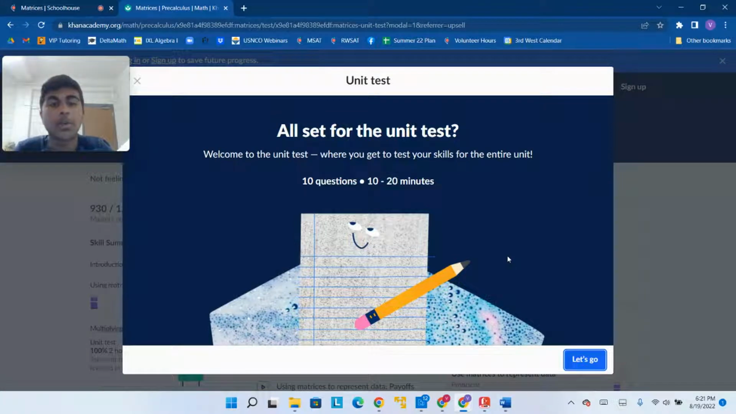Welcome. Today we're going to be looking at the unit test for matrices, one of the topics on Precalculus. As always, we're going to be going through this entire unit test to help you understand how to approach and solve these questions on matrices. With that, let's get started on our first question.